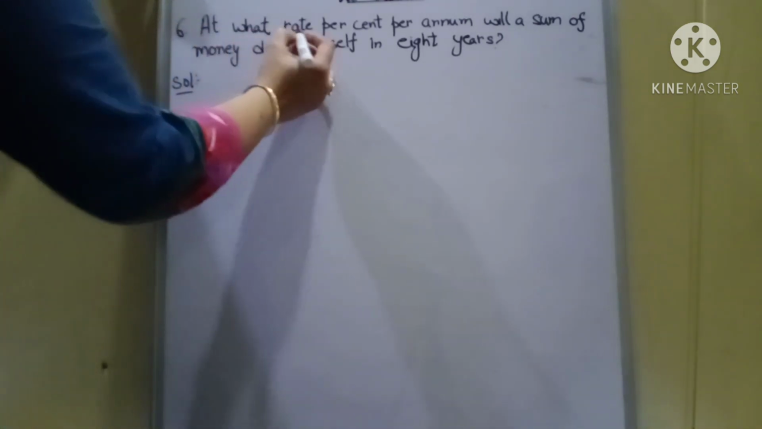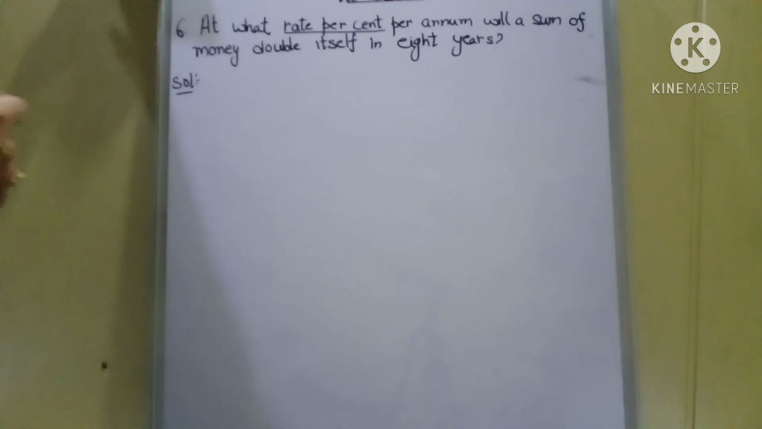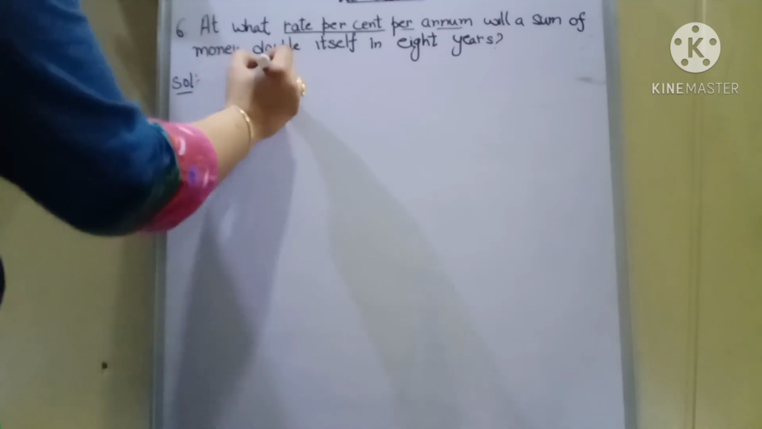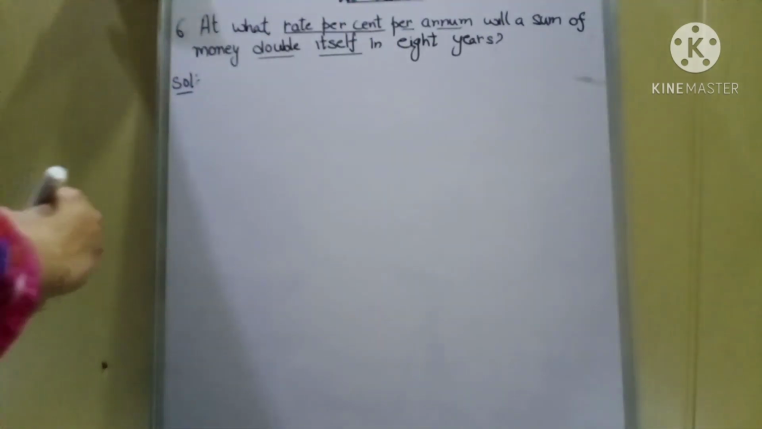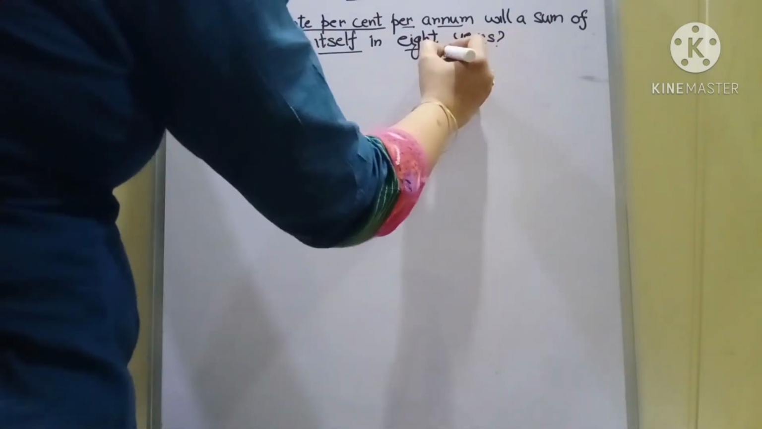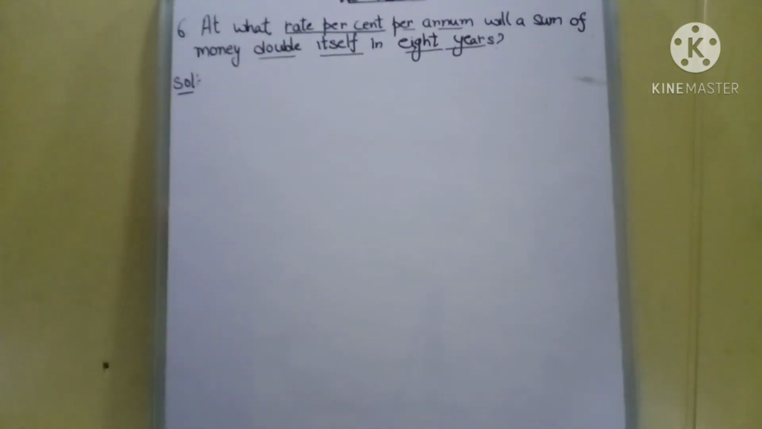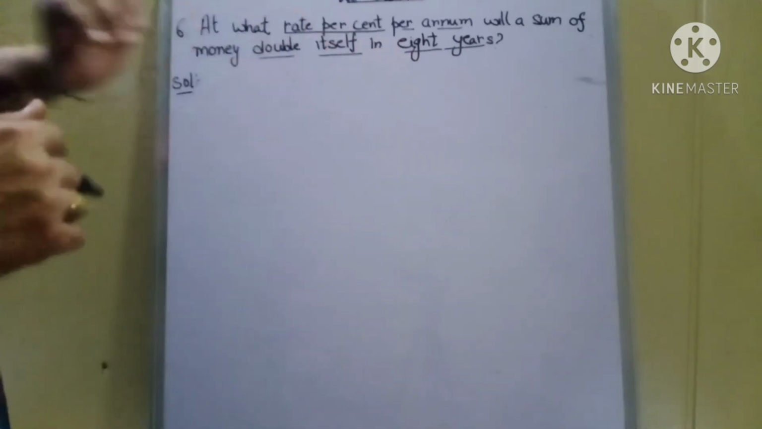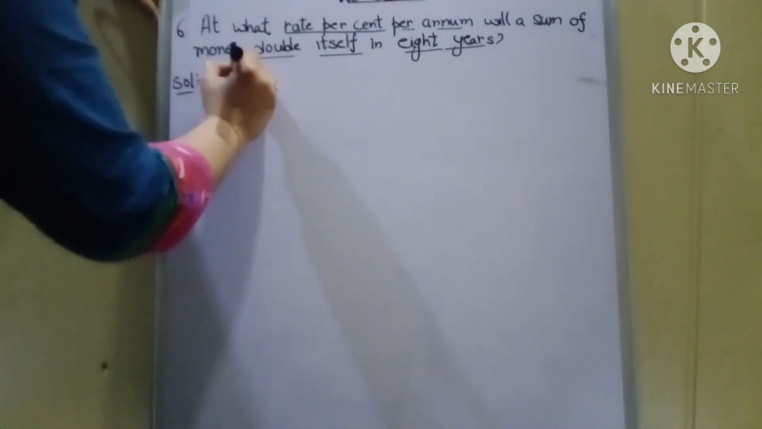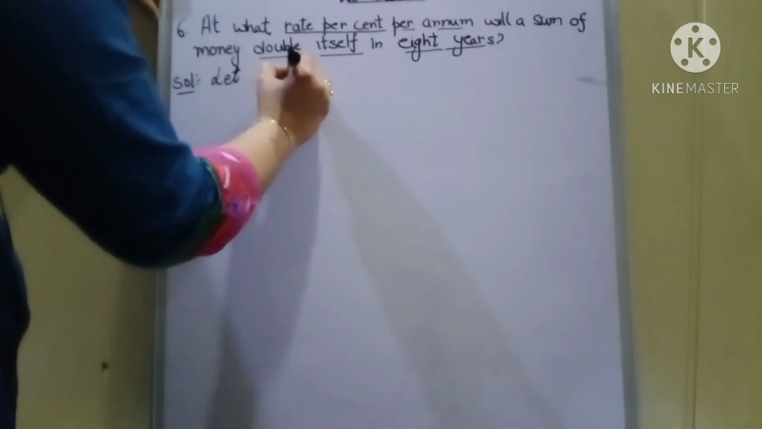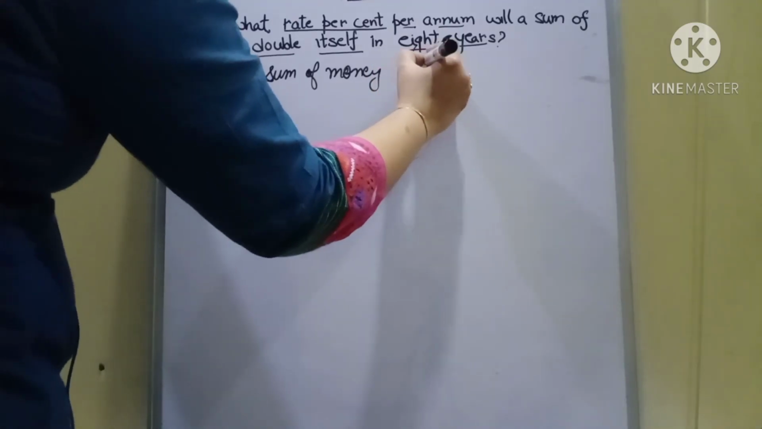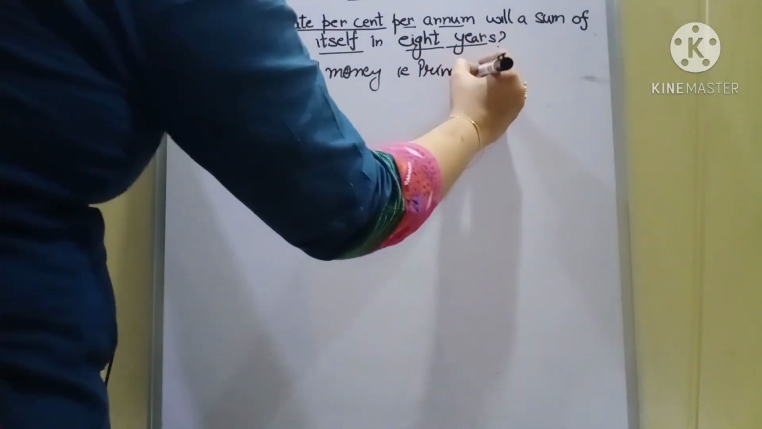At what rate percent per annum will the sum of money double itself in 8 years? The time period is 8 years. They are asking you to find the rate of interest for which the sum of money will become double itself in 8 years. So let the sum of money, that is the principal, be P. We have done this in the previous sums also.